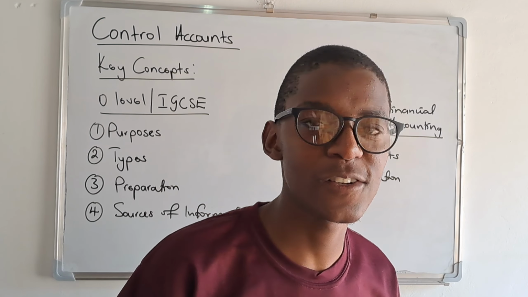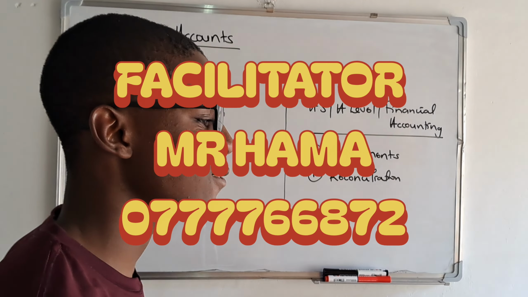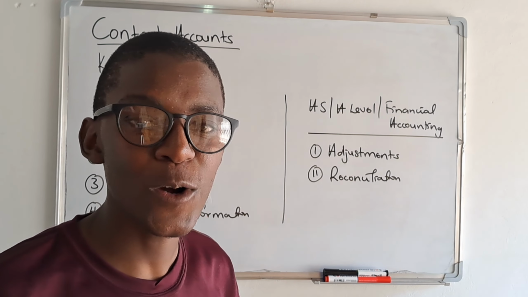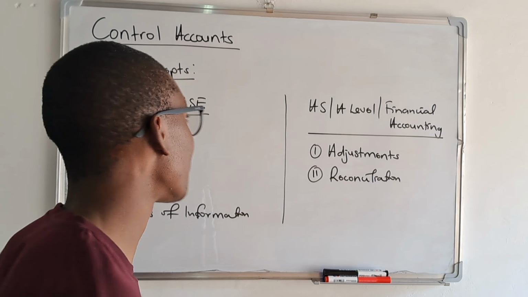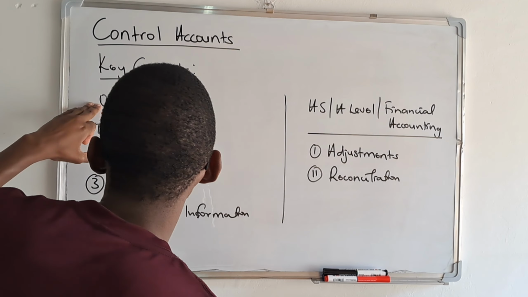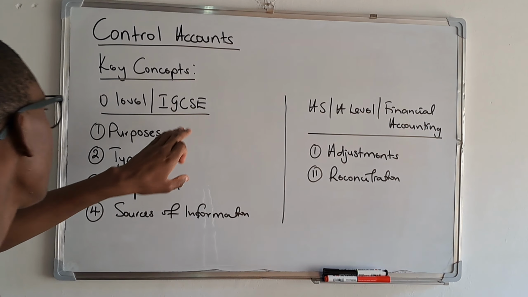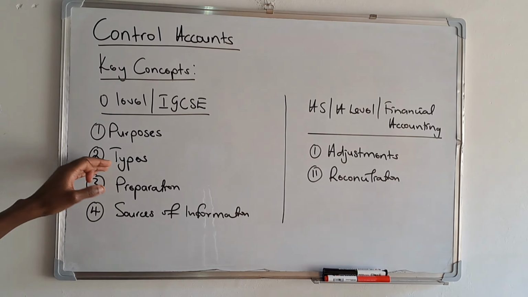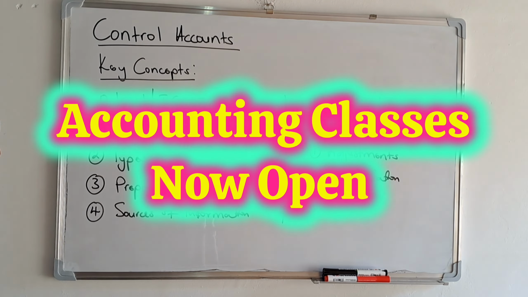I'm going to take a look at control accounts in today's lesson. Don't worry, don't panic, I'm going to assist you. The key concepts which you are going to look at in ordinary level or IGCSE are the purposes, the types, preparation, and the sources of information.